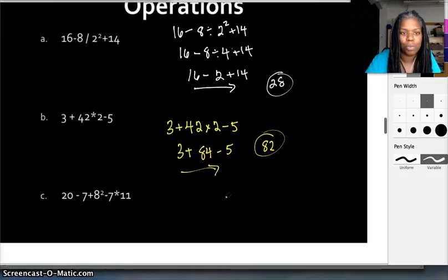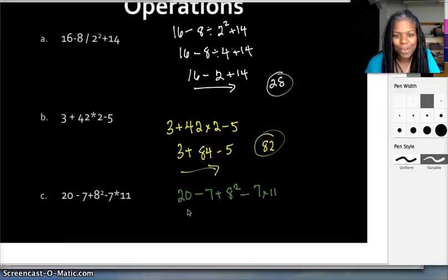And let's do this final one again. Let's do a quick rewrite. So we have 20 minus 7 plus 8 squared minus 7 times 11. So again, going through our mental Rolodex, parentheses, nada. Exponents, yep, right here. So that thing takes precedence. I'm going to do that first.